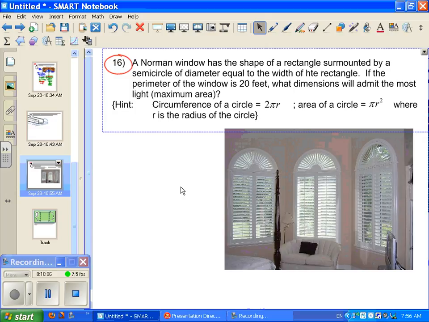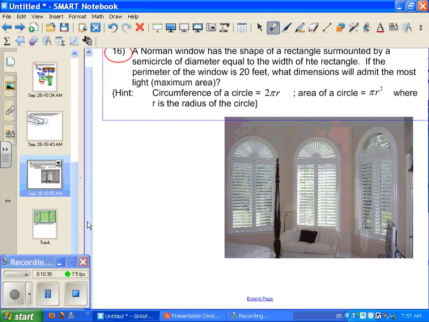All right, if the perimeter of the window is 20 feet, what dimensions will emit the most light? So basically, we want to maximize the area of our window. This is kind of like the wire problem, sort of. Right? So I've given you a hint here: the circumference of the circle is 2 pi r, and the area of the circle is pi r squared, and r is going to be the radius of the circle. So we need to figure out what that's going to be.